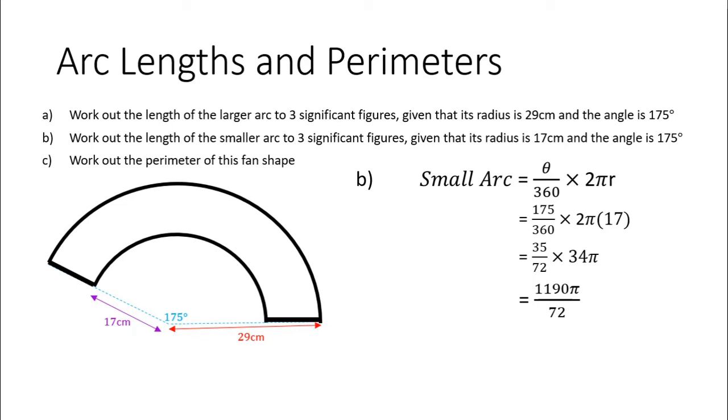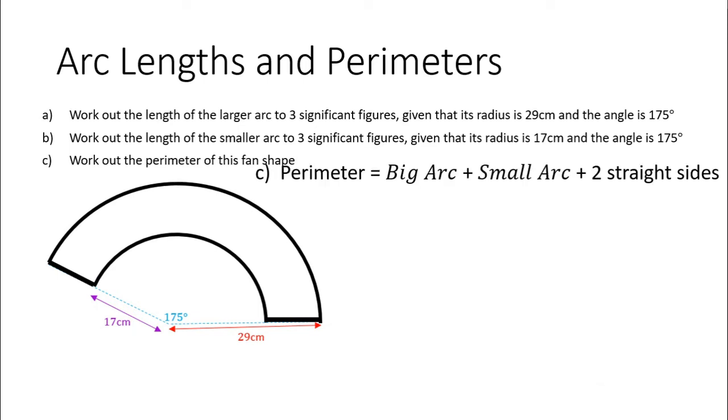That has not changed. And again, this is my exact answer, but if I calculate any value with pi, I'm going to get a non-terminating decimal. Now that number rounded to 3 significant figures will be 51.9 with a 2 after it. It's not going to round up. That's 51.9 centimeters.